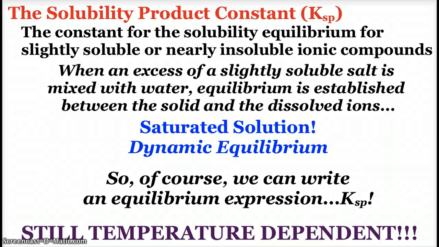Alrighty, let's take a look at this KSP stuff, the solubility product constant. This is the constant for the solubility equilibrium for slightly soluble or nearly insoluble ionic compounds. When you put an excess of these salts in water, we end up with a saturated solution. And of course, we talked about that when you look at a saturated solution at the particle level, we have a dynamic equilibrium. Some of the solid is dissolving, at the same time some of it is precipitating back out of solution. It's an equilibrium, so we can write a K expression.